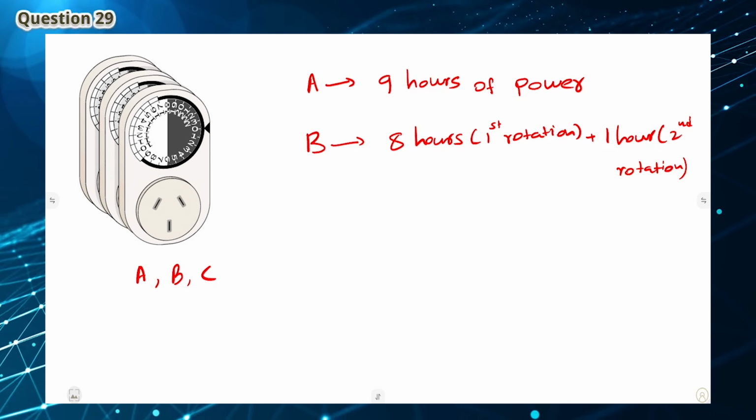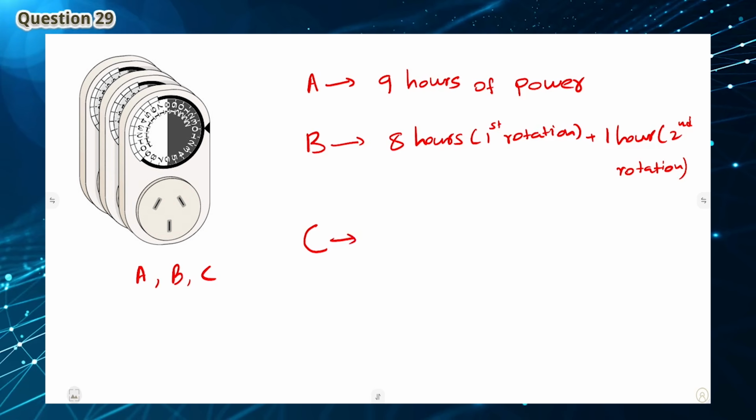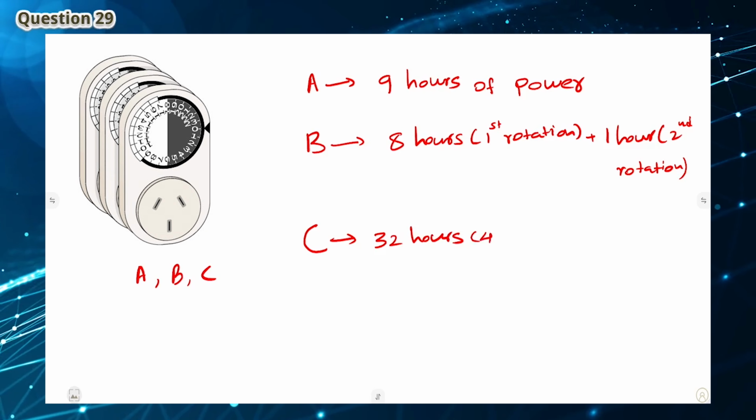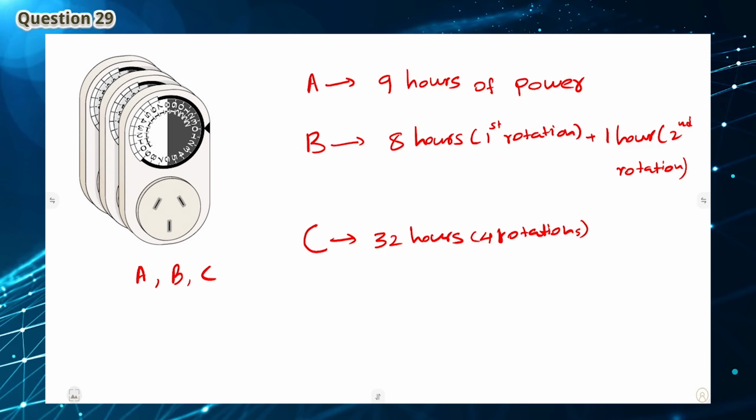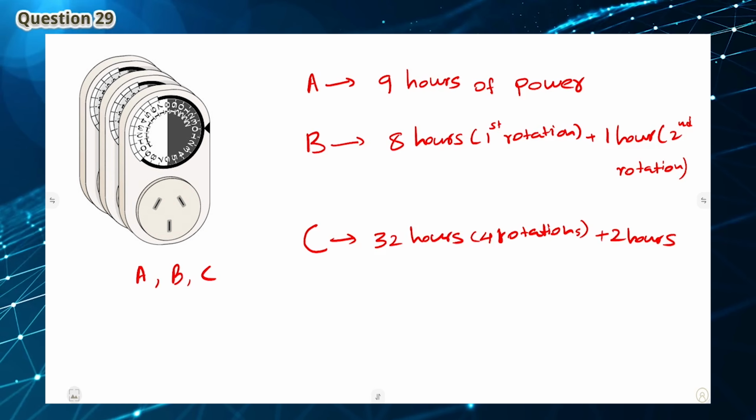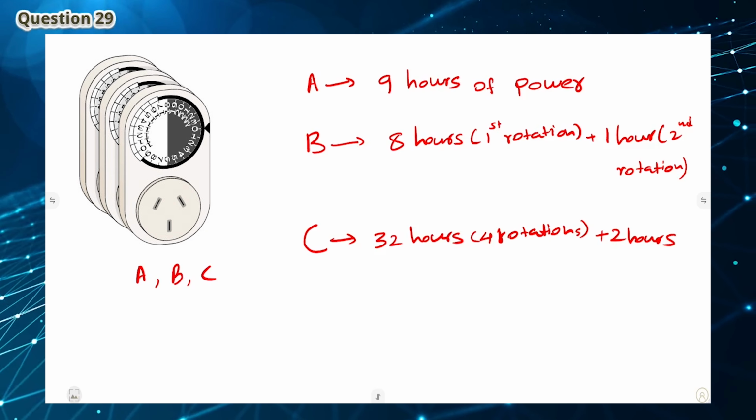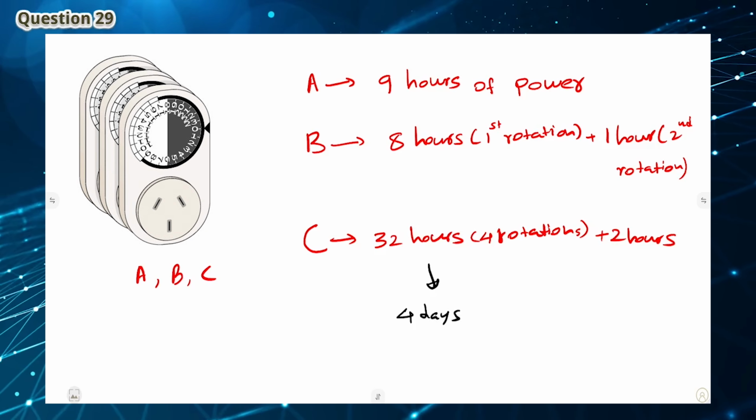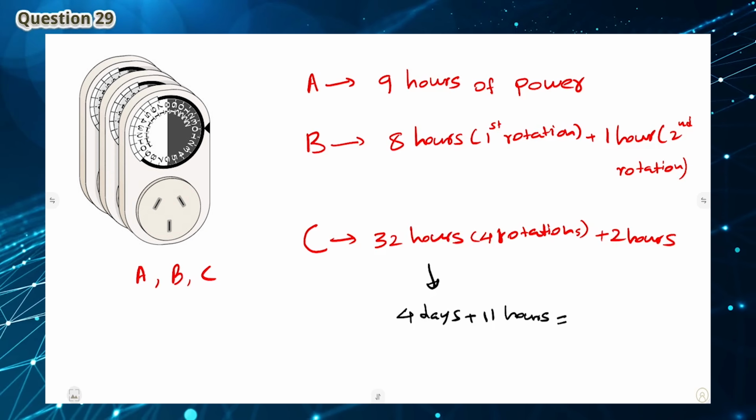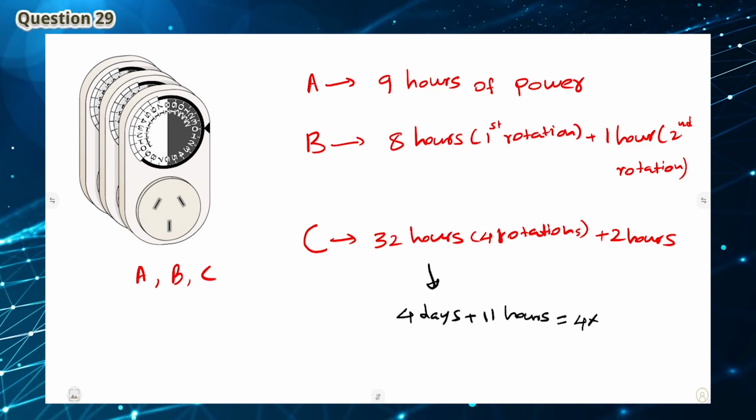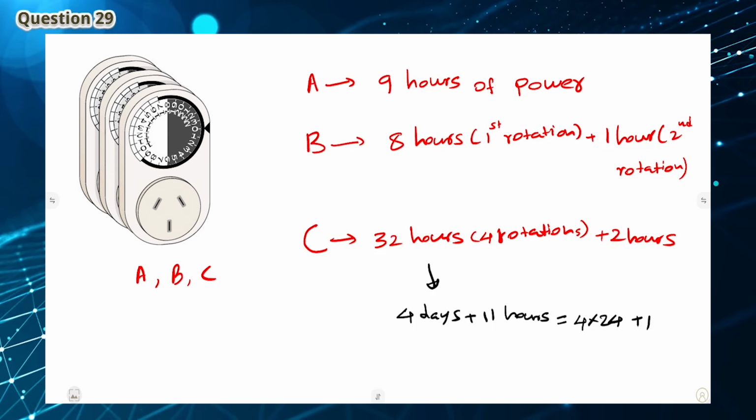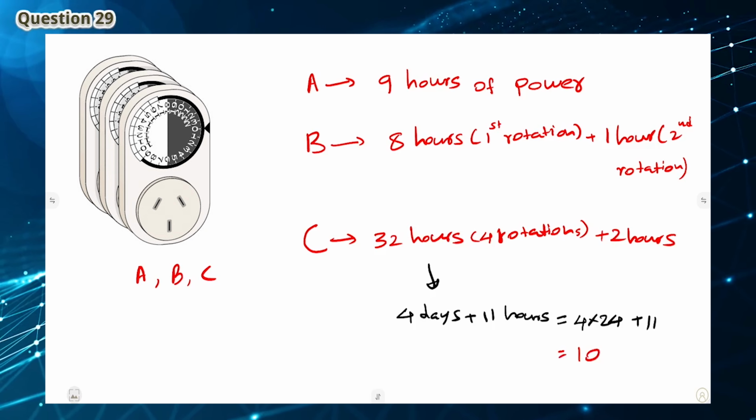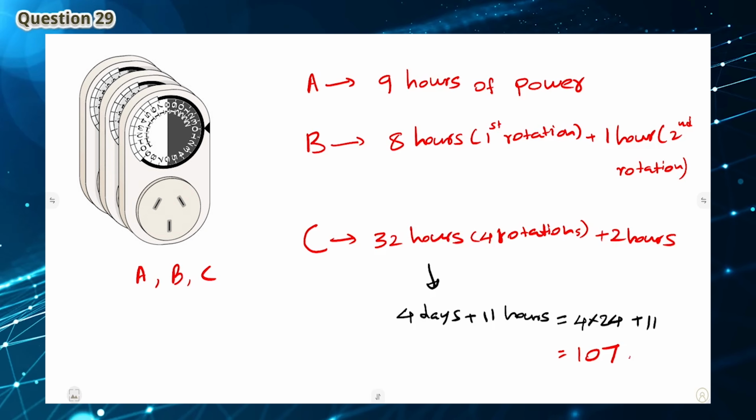For timer C to deliver 34 hours of power, it will have completed 44 rotations, which will deliver 32 hours of power, and then another 2 hours between when it shows 9 o'clock and when it shows 11 o'clock. Since C is receiving power continuously, this will be 4 days and 11 hours after the power was first switched on. To convert this into hours, we times 4 by 24, which gives 96, and add it to 11 to give a total of 107 hours. This means the answer is 107.